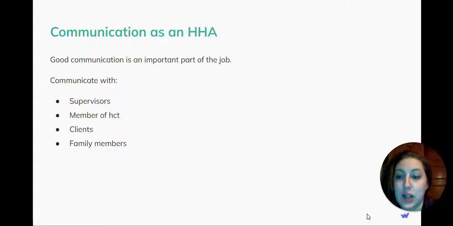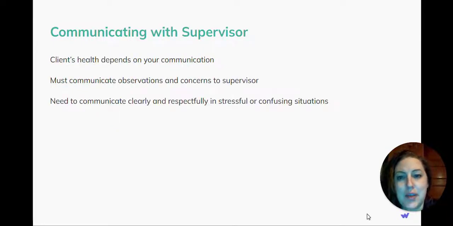As a home health aide, you will have to communicate with supervisors to give them information about the client or to express any concerns. You will also communicate with other members of the home health team to pass on information or to get more information about the client. You will have to communicate with the clients themselves and of course with their family members. Your client's health depends on your good communication. You must communicate observations and concerns to your supervisor. You need to communicate clearly and respectfully in stressful or confusing situations.